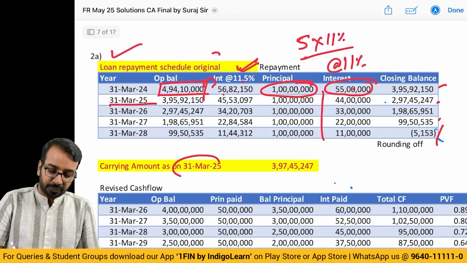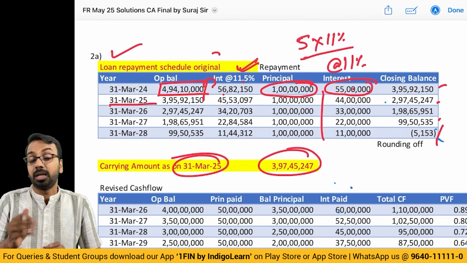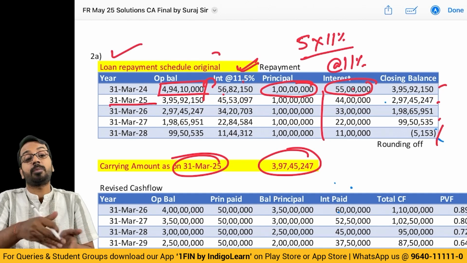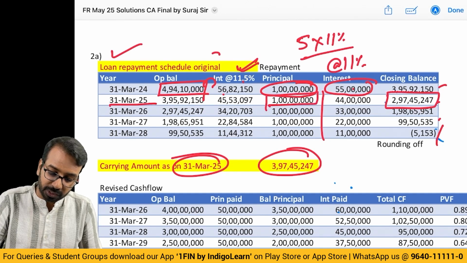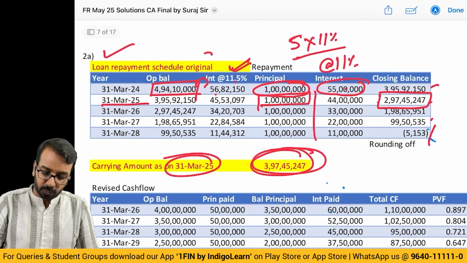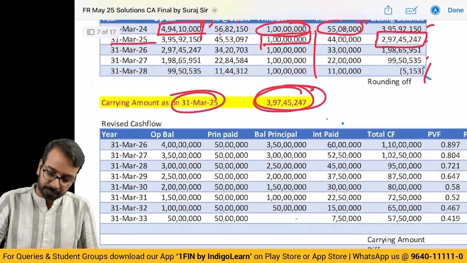Now, on 31st March of 25, what is the carrying amount? Now, the question has said that they have not paid the loan. So, we will assume they have not paid this 1 crore. So, instead of 297 closing balance, it will be 397. Now, what you will do? You will take the revised cash flow.